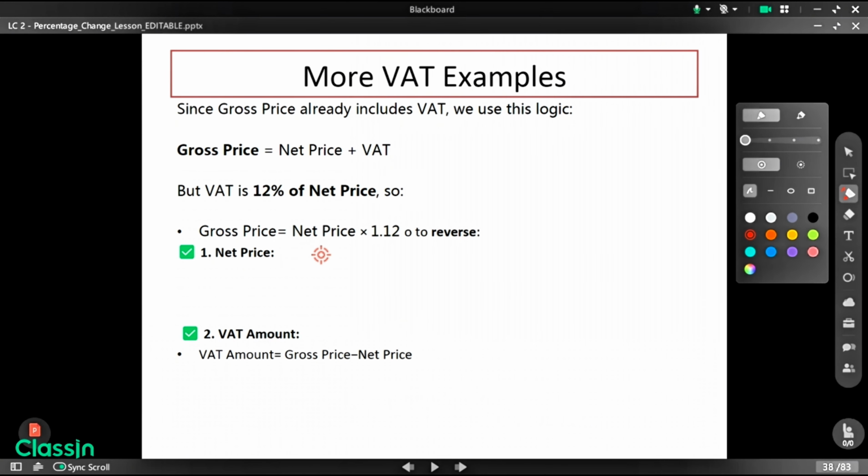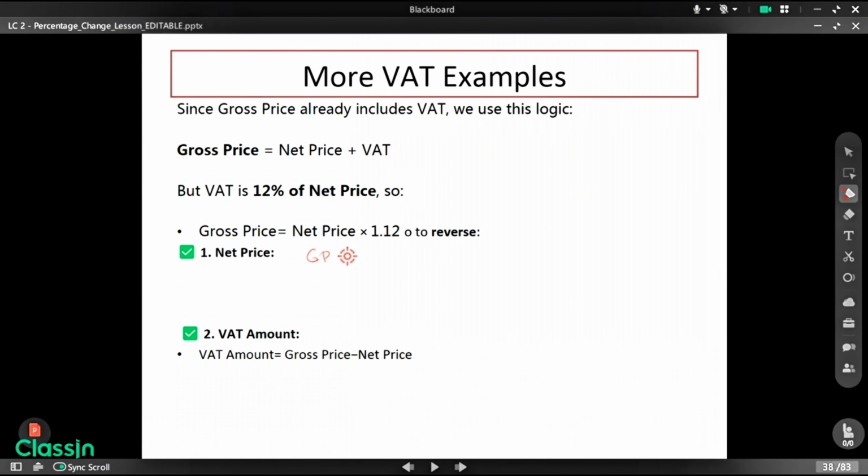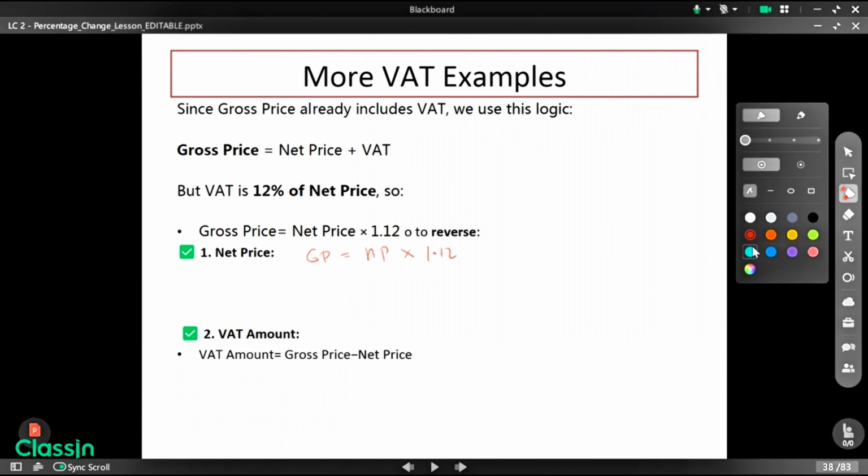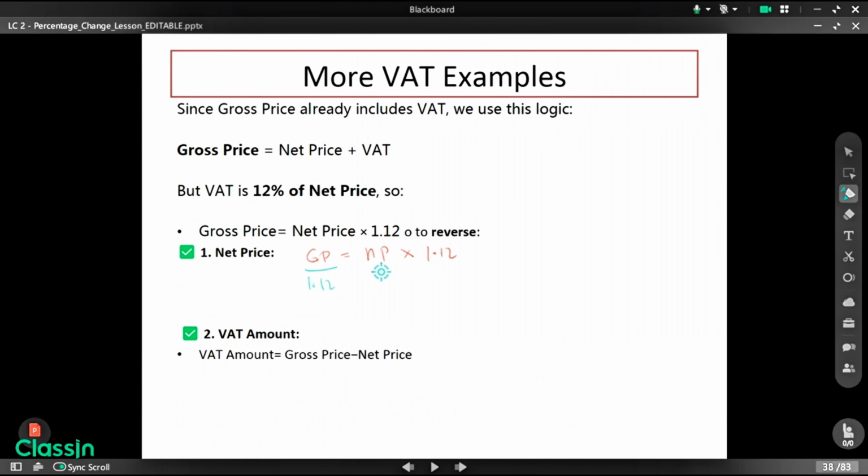So let's proceed now. We need to get the reverse. In this case, we say that the gross price is equal to the net price times 1.12. So we need to find the net price. So we divide by 1.12, divide by 1.12, and it's cancelled. So we have the net price is equal to the gross price all over 1.12.